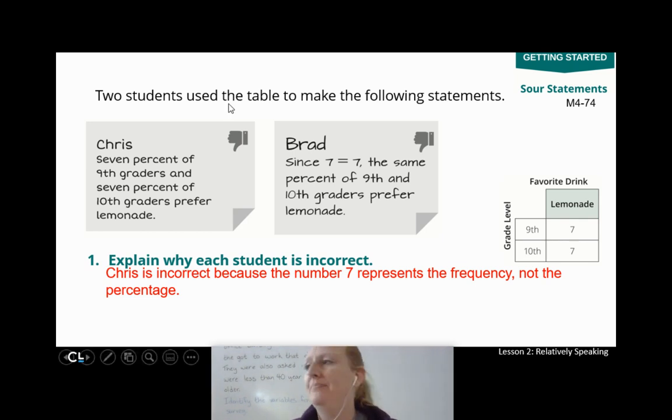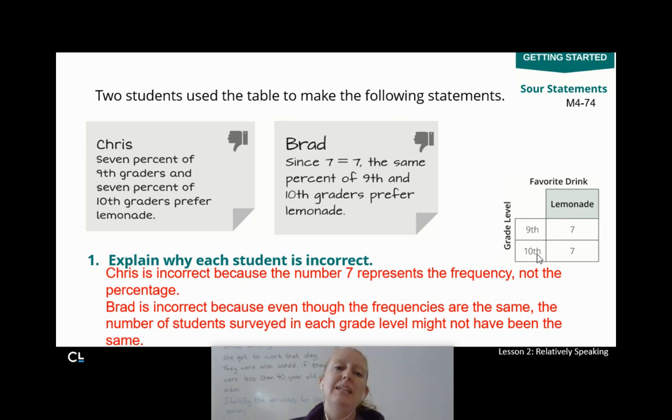Let's talk about Brad. Now, Brad says, all right, 7, so 7 ninth graders, 7 10th graders. So Brad says, hey, the same percent of 9th and 10th graders prefer lemonade. Yeah, Brad, I'm going to pull the brakes on that one. I don't know what this is as a percent. I know 7 ninth graders said it, but I don't know how many 9th graders were surveyed. I know 7 10th graders said that they preferred lemonade, but I don't know how many 10th graders they asked.